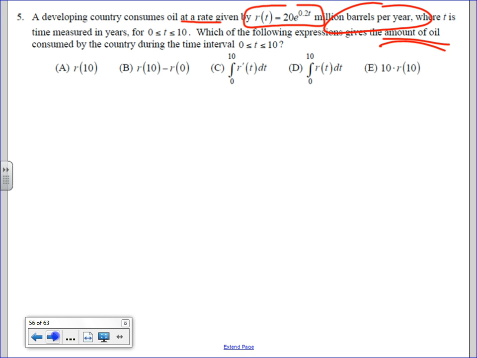I want to go from rate backwards. D. How come? If I go from r prime integrated, that'd be r of 10 minus r of 0. Millions of barrels per year minus millions of barrels per year. That gives me millions of barrels per year. That's not the amount. That's how fast. Same thing here. That would give me how fast at 10. This one would give me, I don't even know, something else.